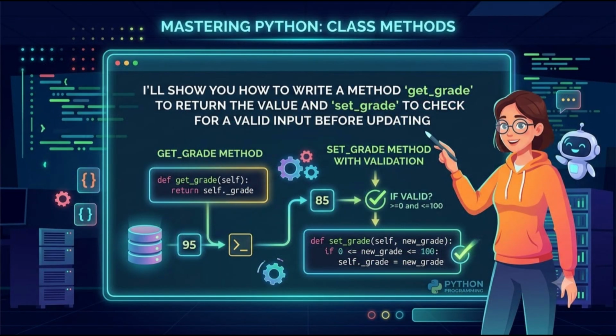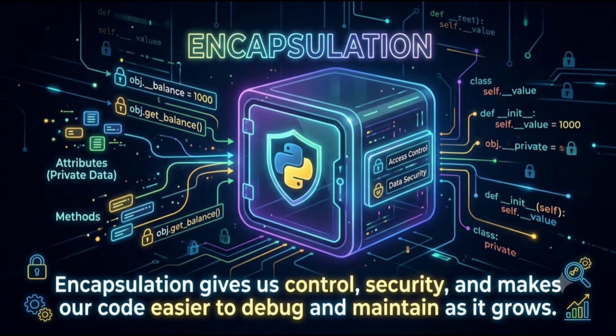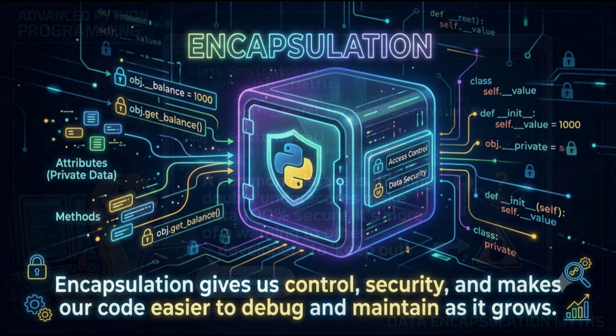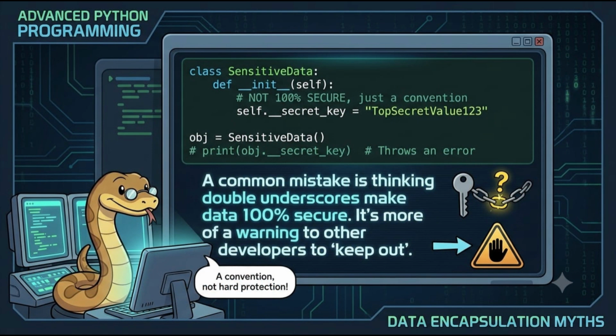I'll show you how to write a method get_grade to return the value and set_grade to check for a valid input before updating. Encapsulation gives us control, security, and makes our code easier to debug and maintain as it grows. A common mistake is thinking double underscores make data 100% secure. It's more of a warning to other developers to keep out.